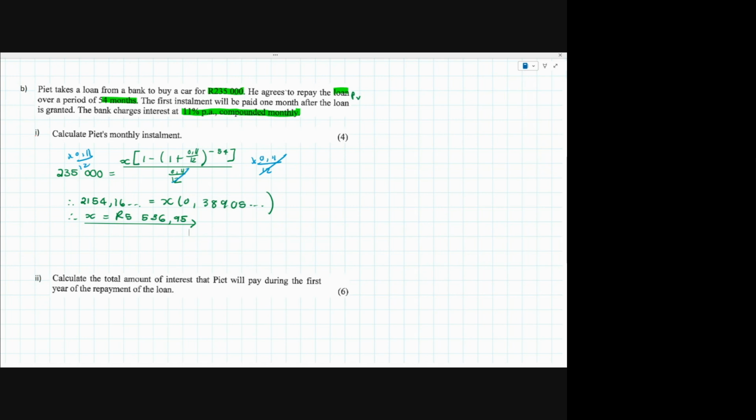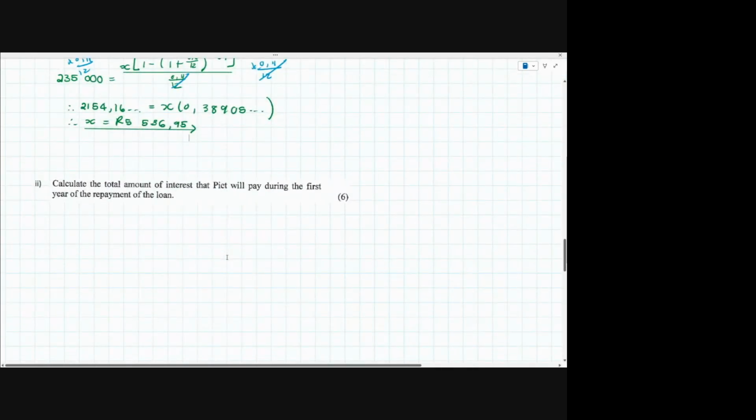Awesome. Okay, so question 2 says, calculate the total amount of interest that Pete will pay during the first year of the repayment of the loan. Okay, so a couple of things we need to just take into account here. First thing is I'm asking for the amount of interest. So basically, how much extra did he pay on the first year because that 11% per annum compounded monthly was added. And secondly, it's only during the first year. So I don't care how much interest he paid in the first 2 years, the first 4 years. I just care about the first year of this repayment of my loan.